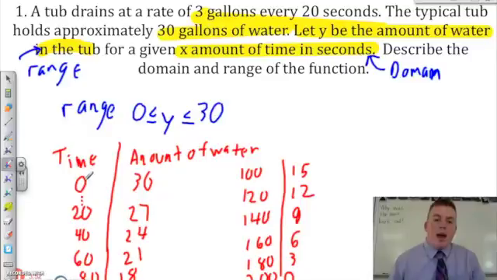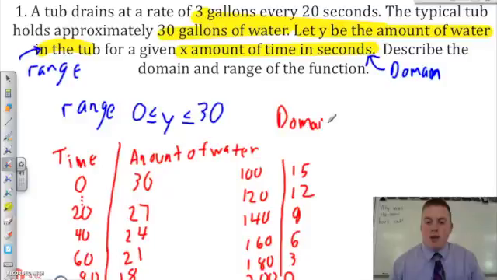So all my time between 0 and 200 is part of my domain. So my domain is going to be from 0, and we can have 0, all the way up to 200 seconds.